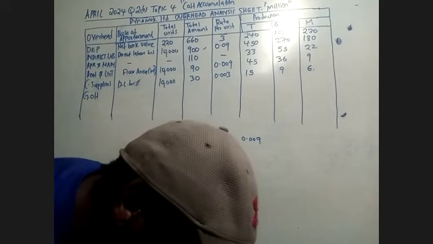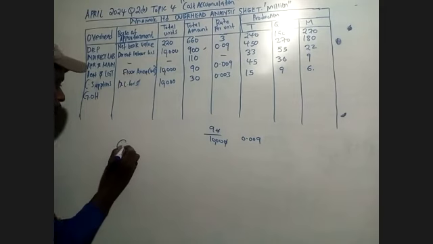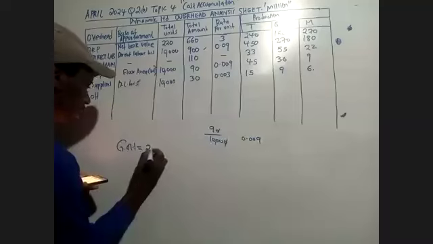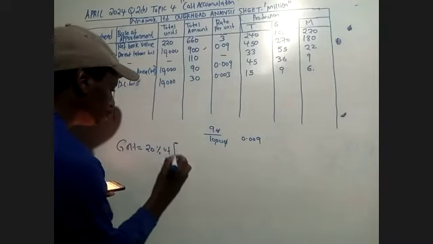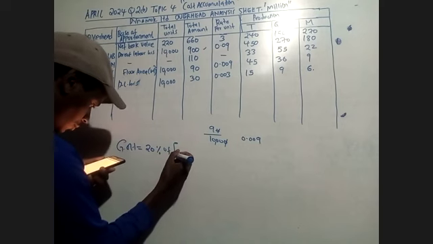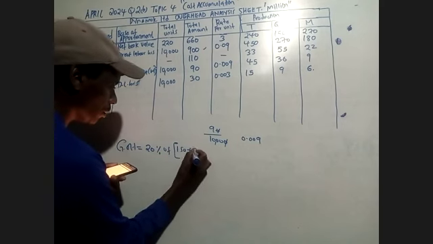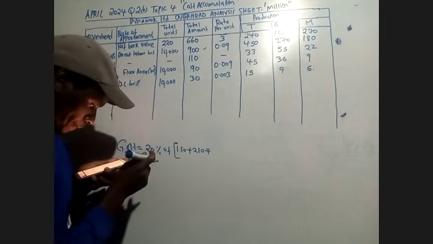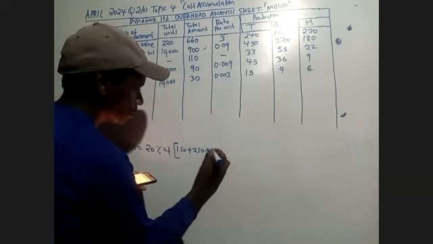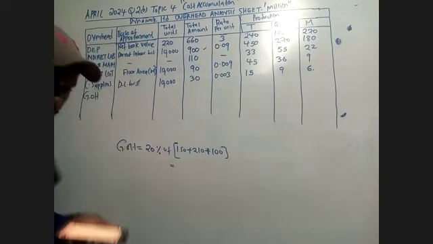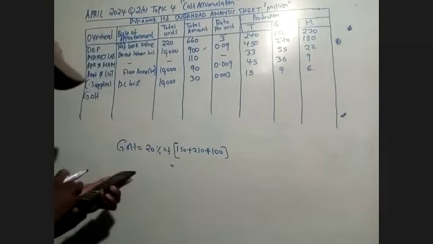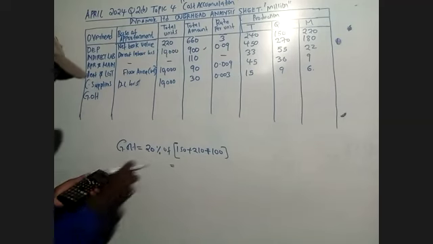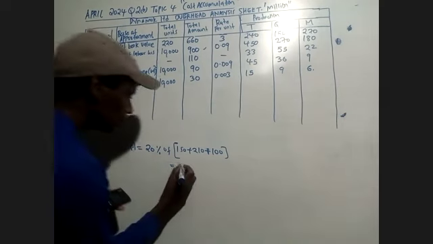So let us do the working for general overhead. For general overhead, we are supposed to add, so it will be 20% of, so we add them together: 150 plus 210 plus 150 plus 210 plus 100. That is 460. Then you multiply with 20%. So times 20%, which is 92.